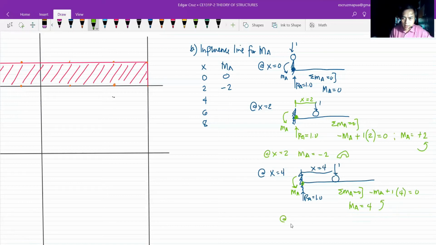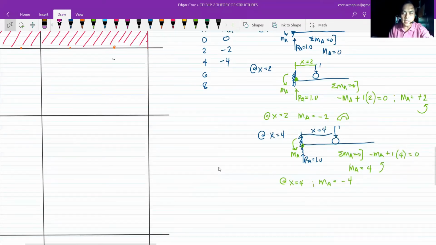So, therefore, at x equals 4, ano yung totoong sign ng moment sa A? Oh, diba yung moment sa A, nasa kaliwa, ito yung cantilever beam. Tapos counterclockwise daw yung MA. So counterclockwise yung MA, anong ginagawa niya sa cantilever beam? Diba? Counterclockwise. So pinapasad face niya uli. So therefore, the moment at A would be negative 4. So I'll put it here, negative 4. Okay? So next, what about at x equals 6?